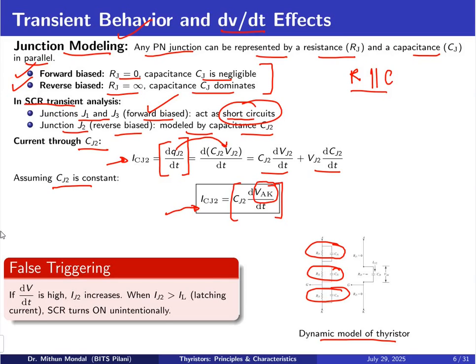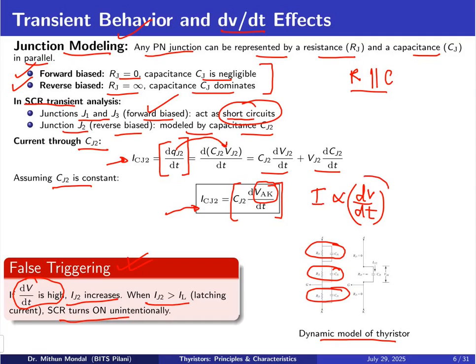So we can say from this relationship that the current is directly proportional to dV by dt. So there is a concept of false triggering: if dV by dt is sufficiently high, then the current in the junction will increase, and if this current is greater than the latching current of the thyristor, then the thyristor will turn on unintentionally, which is not good. So it is known as false triggering.